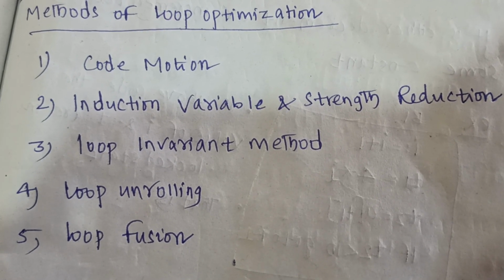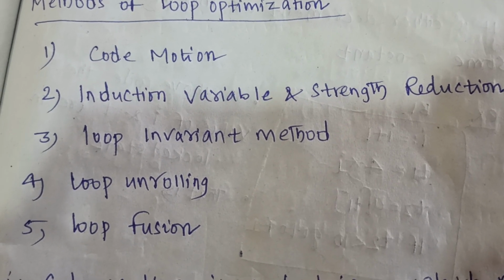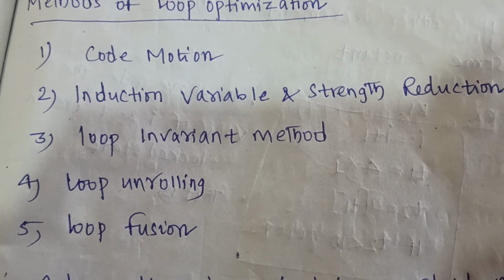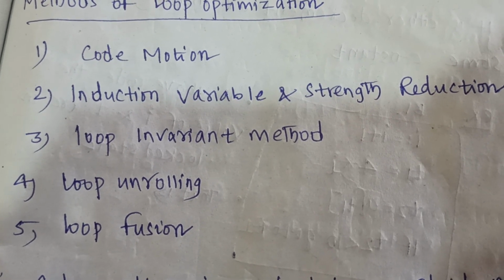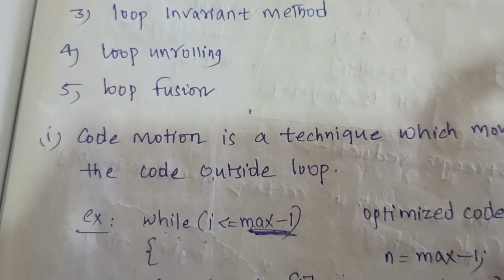Today I am going to explain about methods of loop optimization. In this there are 5 types. They are code motion, induction variable and strength reduction, loop invariant method, loop unrolling and loop fusion. First one is code motion.